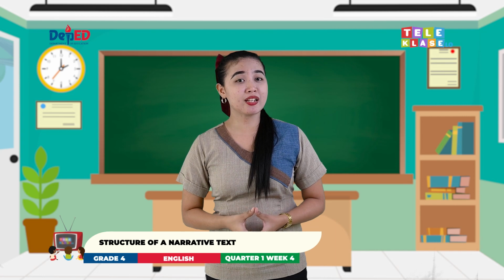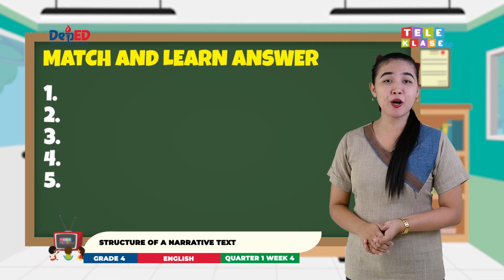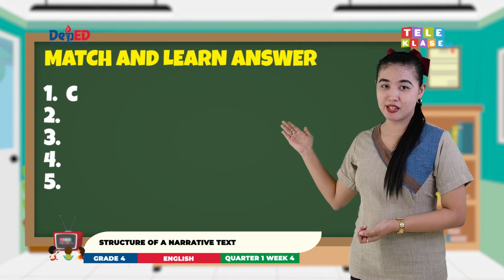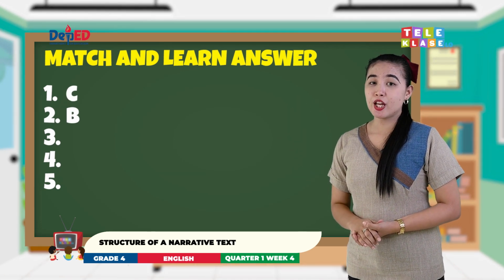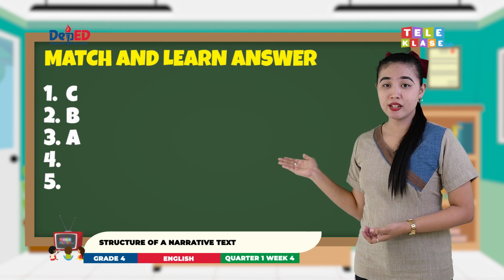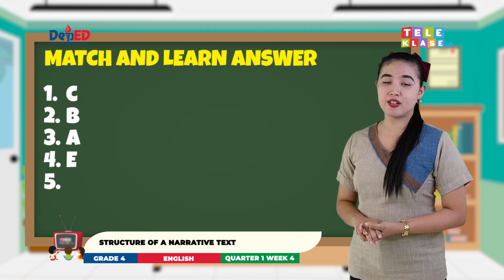Now let us check if your answers are correct. The answer for number 1 is letter C. For number 2, we have letter B. Number 3 is letter A. Number 4, E. And number 5 is letter D.